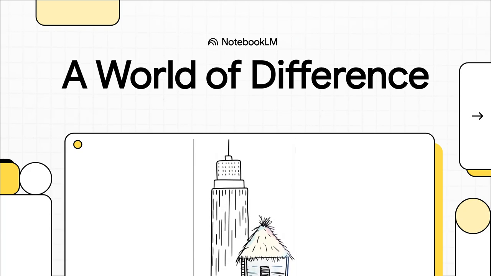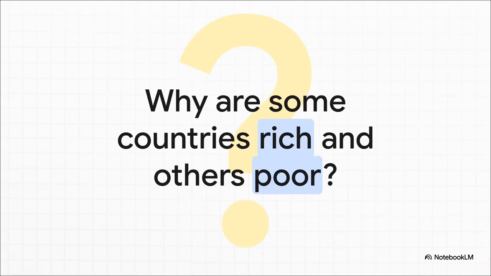Have you ever just stopped and looked around at our world and wondered why it's so full of contrasts? Why one place has these gleaming skyscrapers and super fast internet, while another is just trying to get the basics right? Well, today, we're diving into exactly that, this huge, complicated world of global development. And really, it all kicks off with this one massive question. Why are some countries rich and others poor?